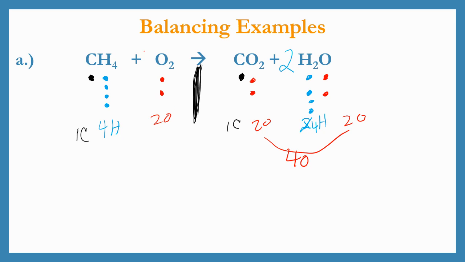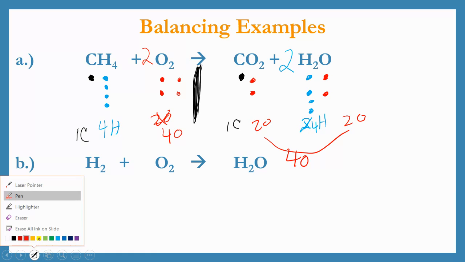So hopefully it makes sense. I'm going to need to multiply that by 2. So now I have 4 oxygens and 4 oxygens, and that's balanced. So 1 methane, 2 oxygen produces 1 carbon dioxide and 2 water. And that's one way to do it, using those dots. So I just did this, but we'll do this another way.